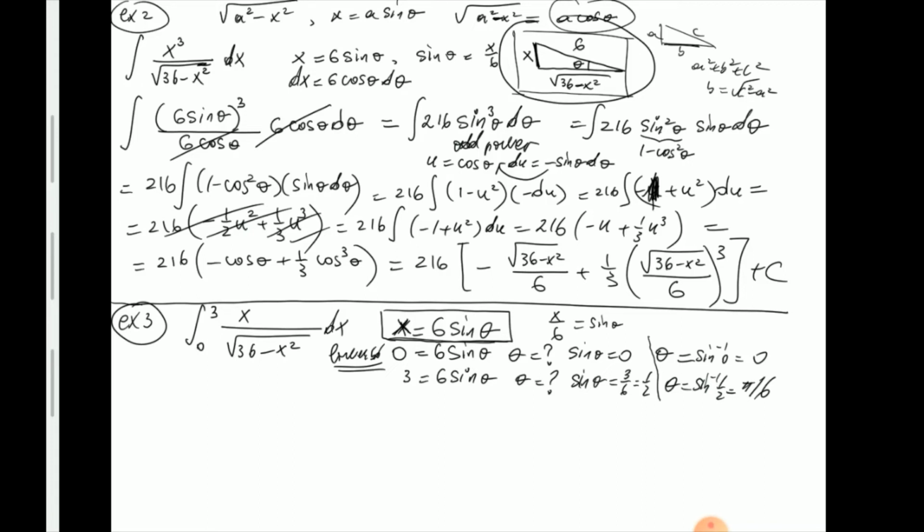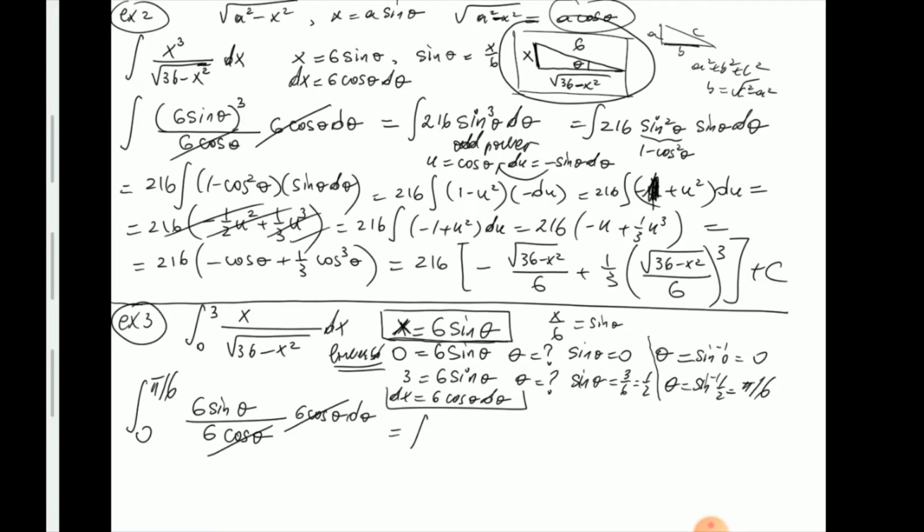Okay, and then my integral now becomes an integral from 0 to pi over 6. The top now is 6 sine of theta. The bottom becomes, remember, just like before, 6 cosine of theta. And the dx is 6 cosine of theta d theta, right? So in case we forgot, dx needs to be computed. That's 6 cosine of theta d theta. 6 cosine of theta cancels.